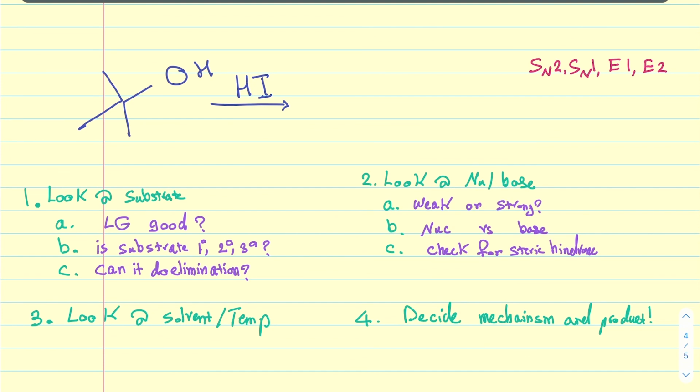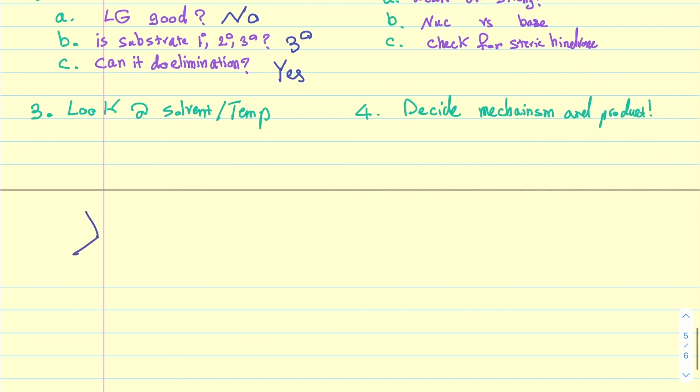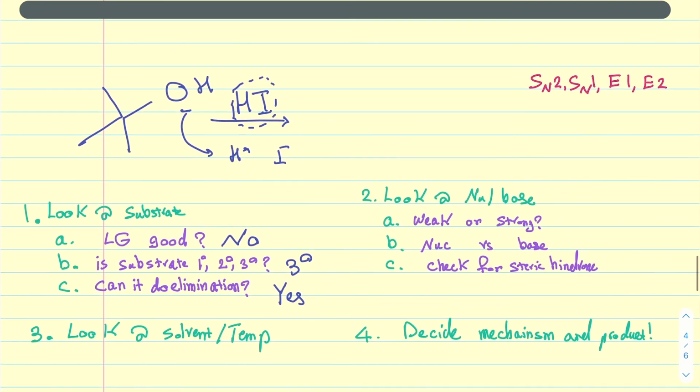Alright, is the leaving group good? No. This is tertiary. Can it do elimination? Yes. Am I doing anything about the leaving group being poor? Yes. I'm combining that with an acid, and that acid, which is practically H+, I-, can protonate this OH and turn that into a good leaving group. So we're solving the problem of having a poor leaving group. And because of the fact that it's tertiary, I know that it cannot do SN2.